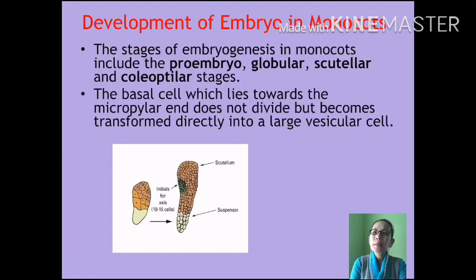However, the basal cell doesn't divide any further, and it gets modified into a large vesicular cell. So, in the monocots, basal cells are not responsible for the formation of the suspensors, whereas suspensors are formed by the division of the terminal cells. And in the scutellar stage, the monocot embryo develops a thin, papery single cotyledon, which is technically referred to as scutellum, and hence the name to the stage.